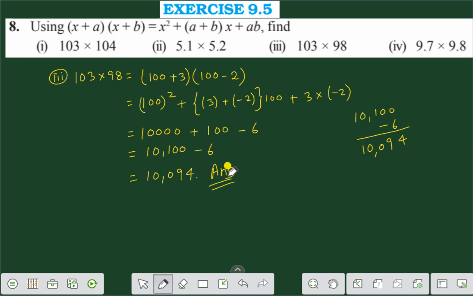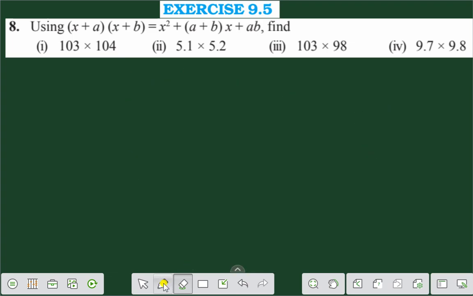Question number 4 is 9.7 into 9.8. Now question number 4 here you see is 9.7 into 9.8. It can be written as (10 minus 0.3) into (10 minus 0.2).